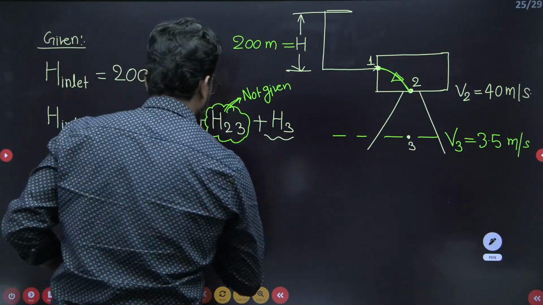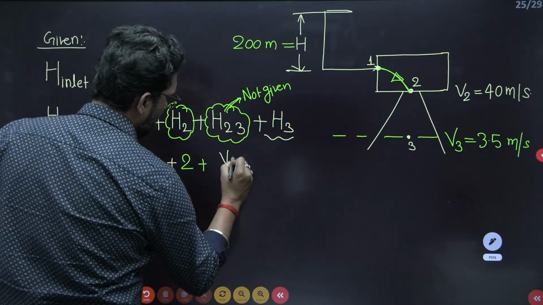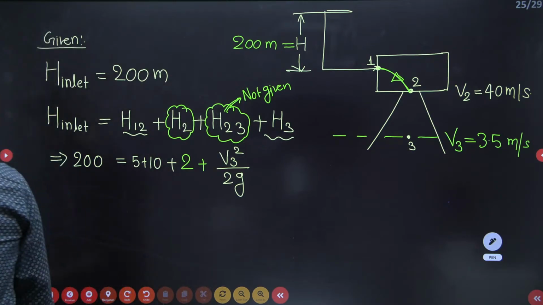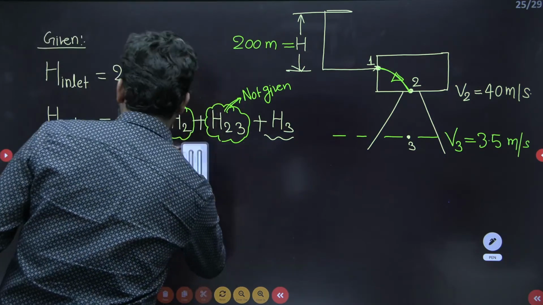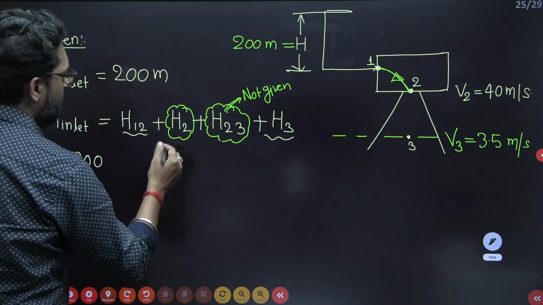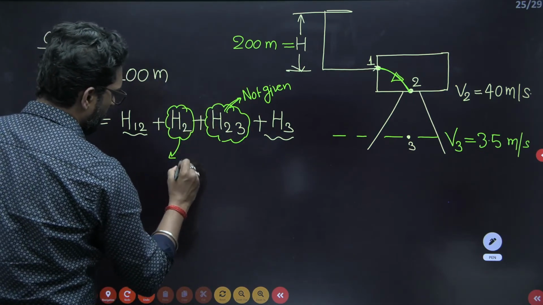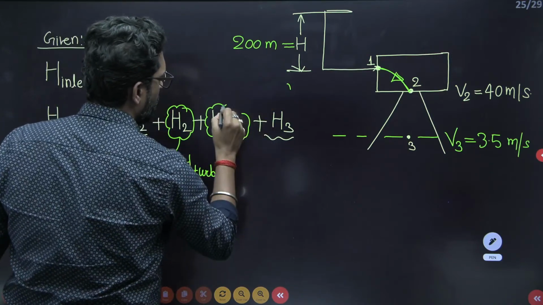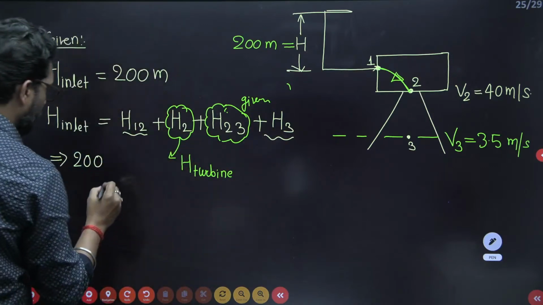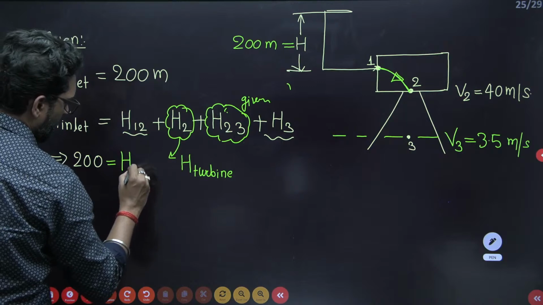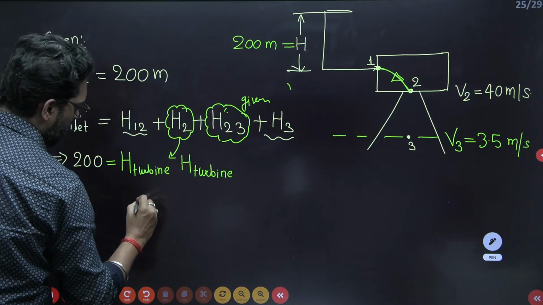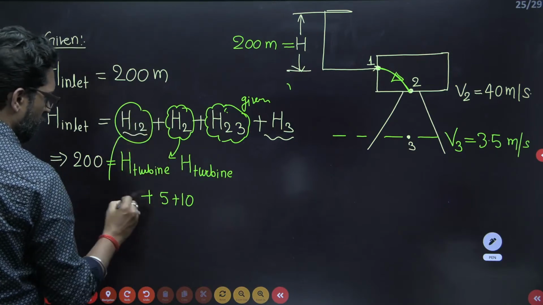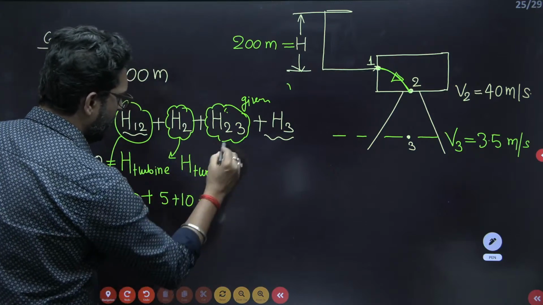So this is V3 square upon 2g. Put this value here. So H turbine, 200. And this is your H of the turbine, the head developed by the turbine, very important. The draft tube is given. So H of the turbine, we have to find it, plus this 1 to 2 during the rotor, 5 plus 10, plus in the draft tube, this is 2.